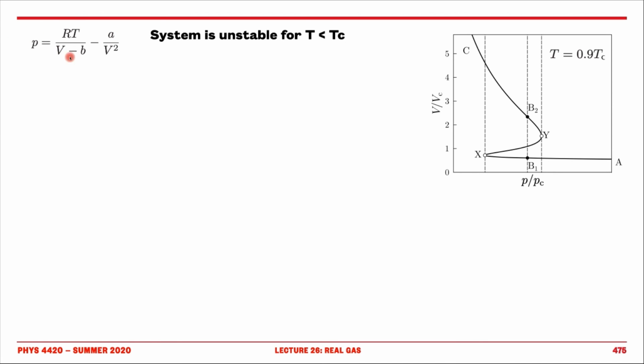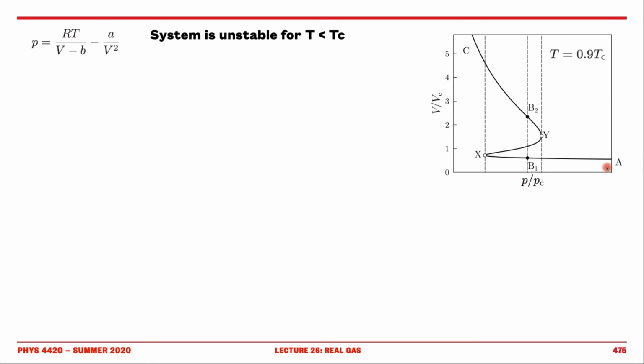Just to remind you, we can write the van der Waals equation this way. We have two different terms in this case. Now let's go back to this plot, which you've seen, but it's turned 90 degrees. Previously, the volume was on the x-axis and the pressure was on the y-axis. Now we have turned this 90 degrees, and you will understand in a few seconds why.